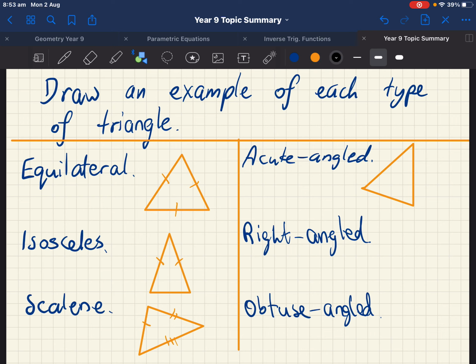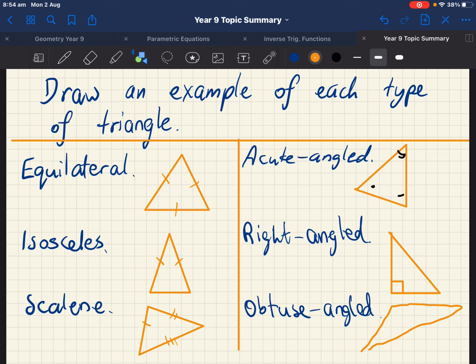Again, the key feature of acute is all 3 of the angles are acute. A right angled. Okay, again, it doesn't matter how you drew it. As long as one of your angles was a right angle, that would be marked as correct. And obtuse angled, same, doesn't matter how you draw it, as long as one of the angles is obtuse.